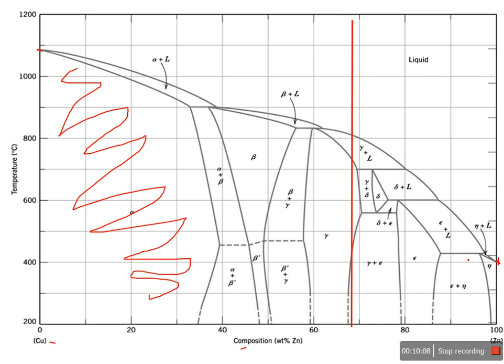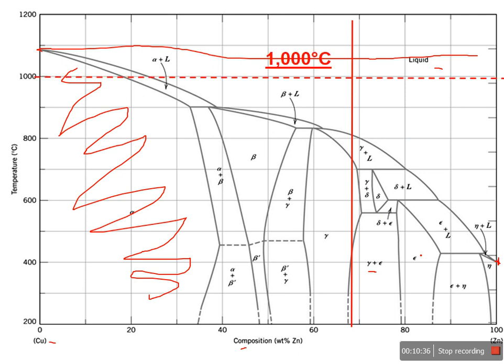And actually, we have a number of features on here. We have some that we recognize. For example, this is an example of a eutectoid. A eutectoid is where upon cooling, one solid phase changes to two different solid phases. Here we have liquid, so above this temperature, for all compositions, it is liquid. So the phase which is present at 1000 degrees centigrade at this composition is liquid.